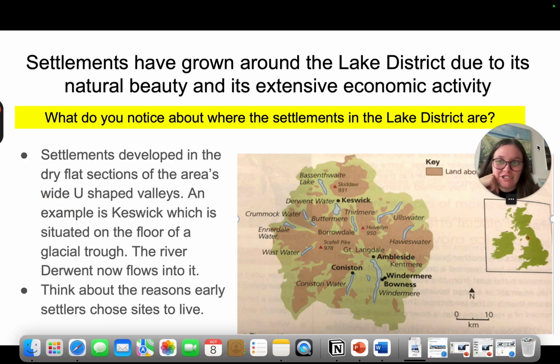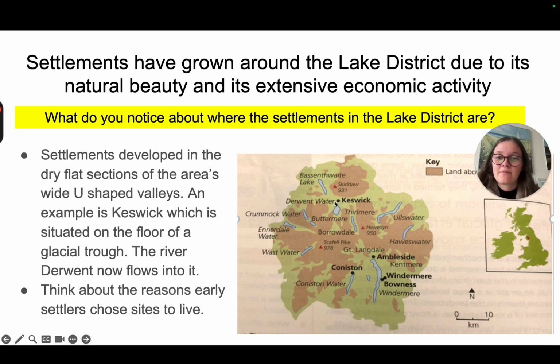Let me move my picture. So settlements are usually developed in the dry and flat sections of the valleys area, U-shaped wide valleys. An example is Keswick, which we found up here, situated on the floor of a glacial trough. The River Derwent now flows into it, which is why the lake in Keswick is called Derwent Water. Think about the reasons early settlers might have chosen to live in these sites and note them down for me.